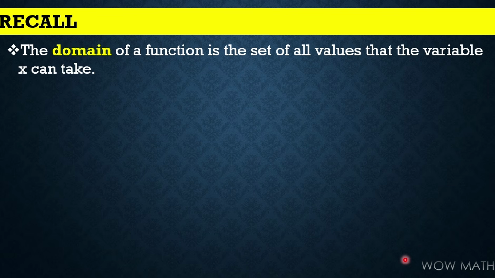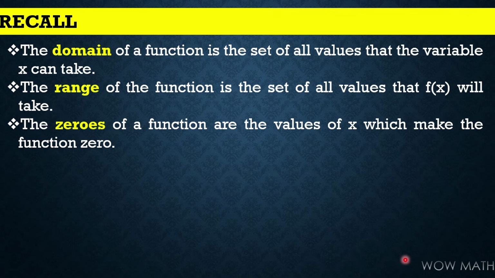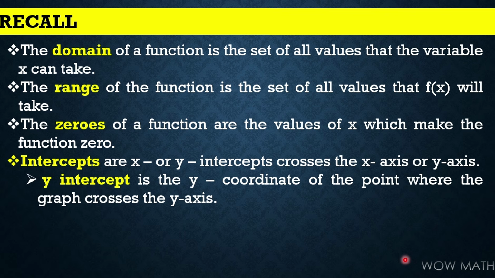The domain of a function is the set of all values that the variable x can take. The range of the function is the set of all values that f of x will take. The zeros of a function are the values of x which make the function zero. Intercepts are x or y intercepts, where the graph crosses the x-axis or y-axis.